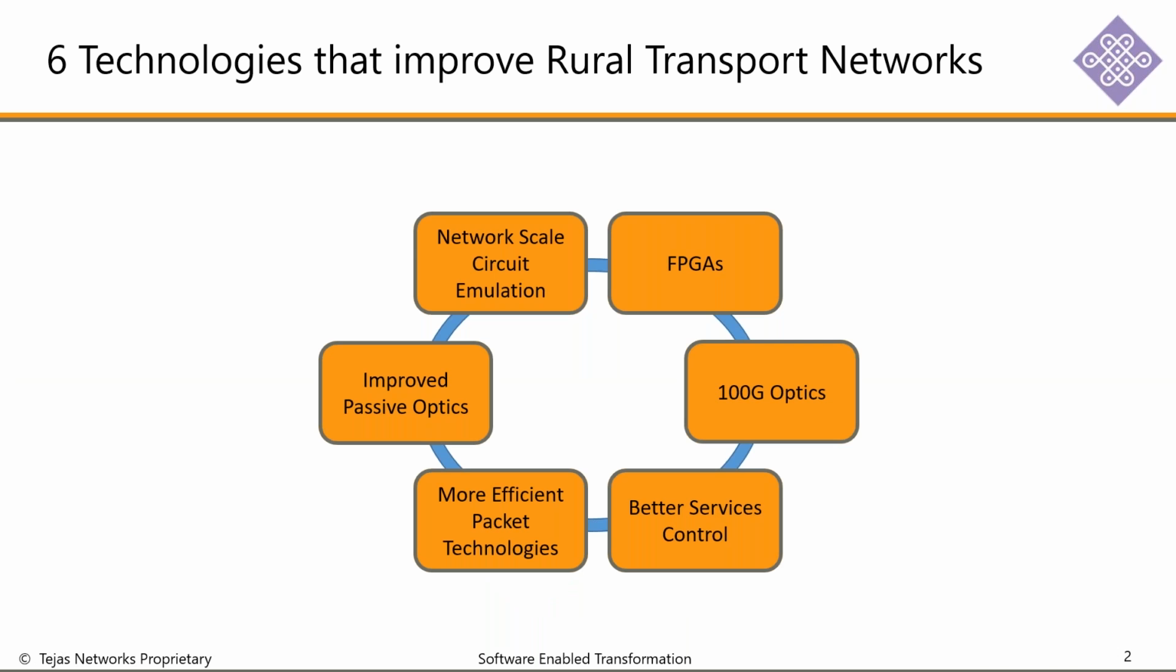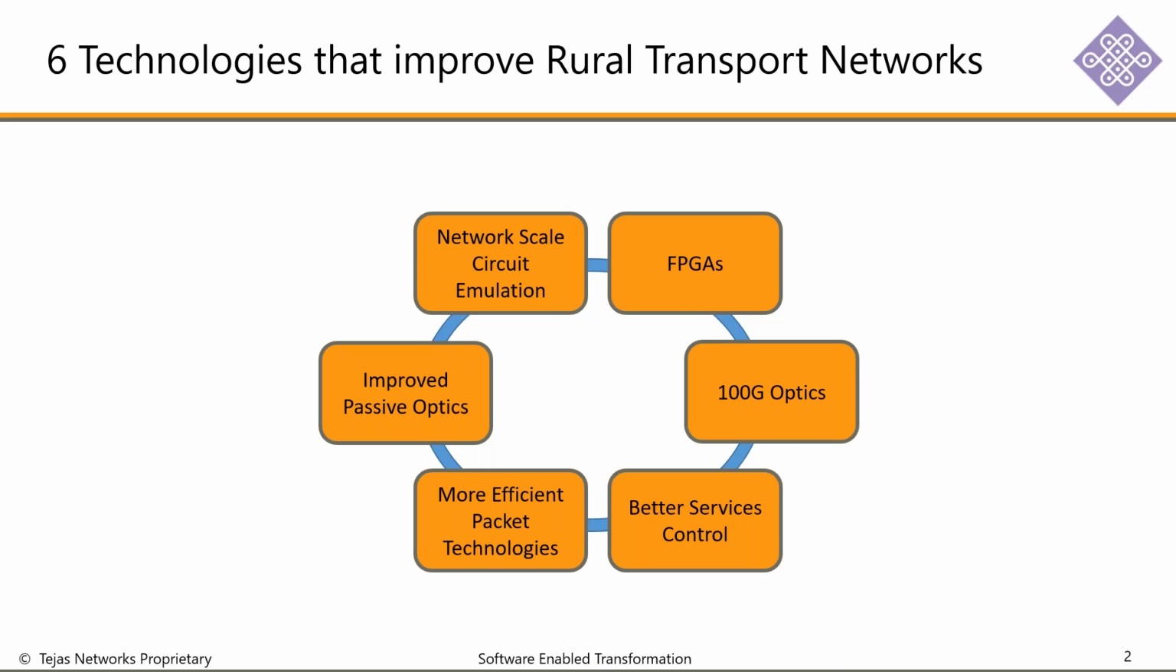We're going to concentrate primarily around 6 technologies that improve rural transport networks. These 6 technologies didn't really exist very well until recently. They've been developed for the communications industry from the long haul networks and larger metro networks, but they're becoming more and more applicable to rural telecommunications networks. And they provide a few things that were never possible before.